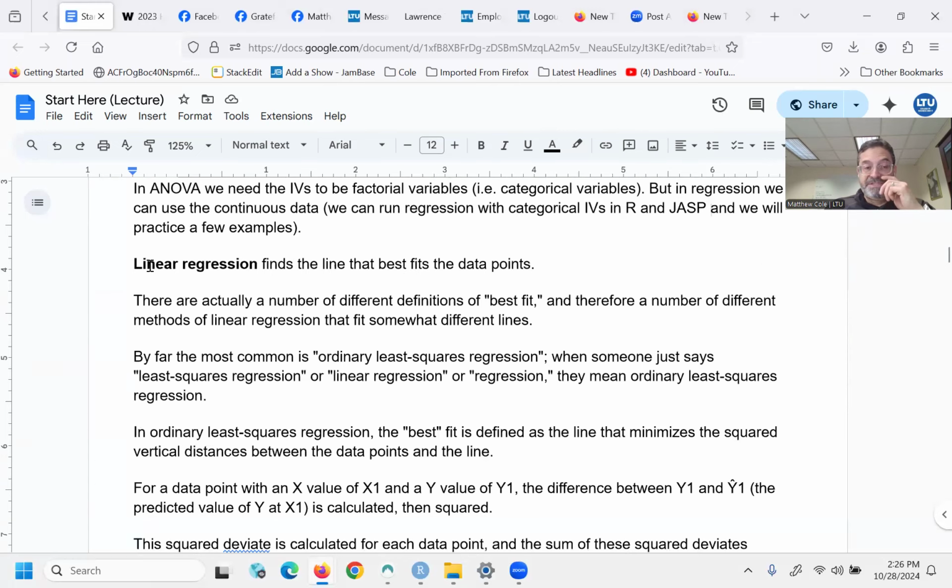But what does linear regression do? Linear regression finds something that's called the line that best fits the data points. It's a line, it's linear. There are actually a number of different definitions of best fit, and therefore a number of different methods of linear regression that fit somewhat different lines.